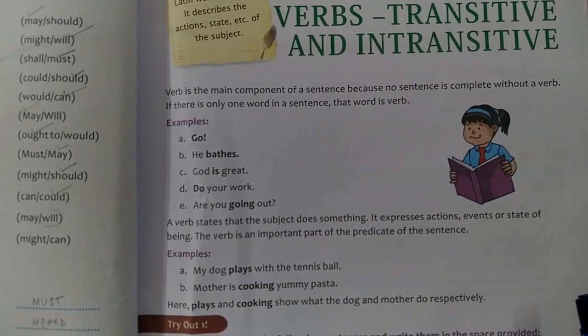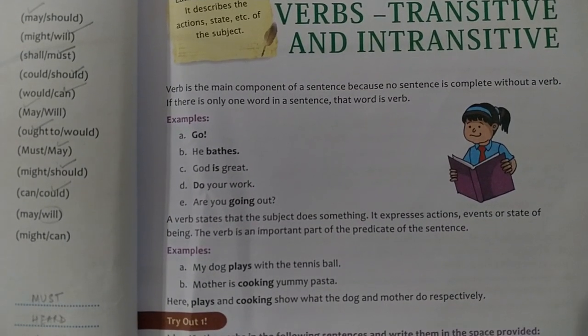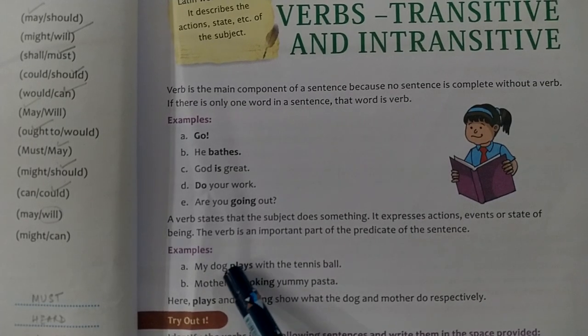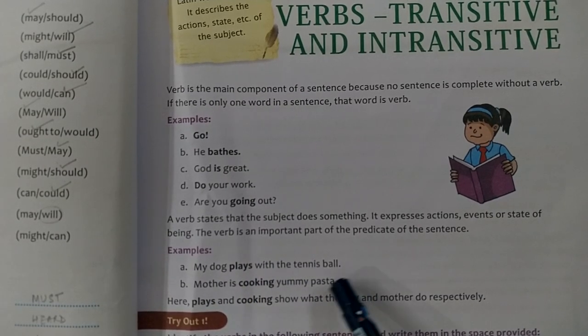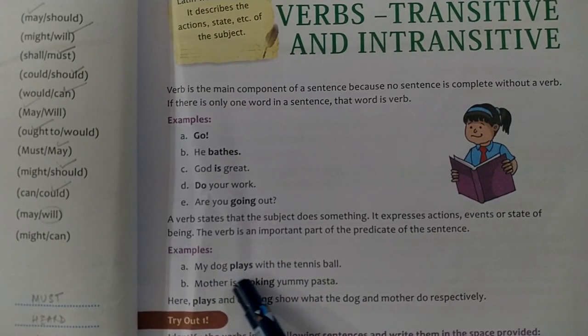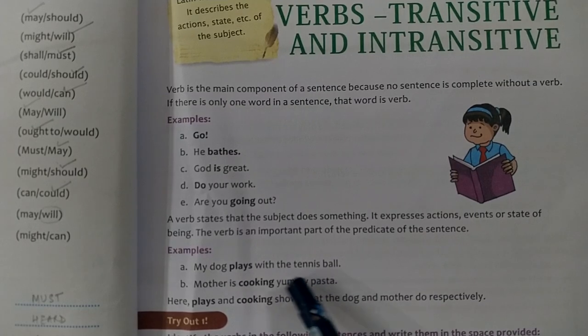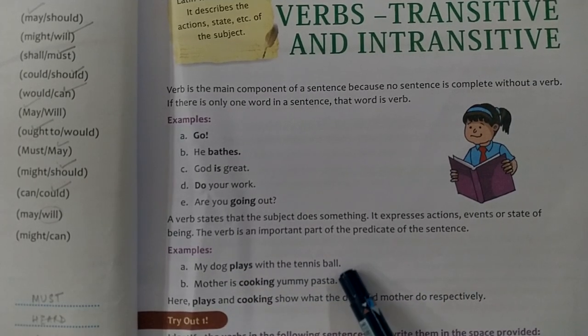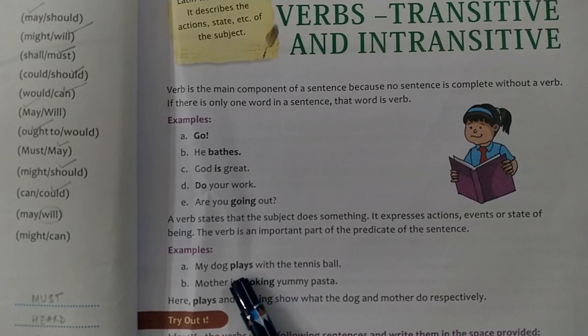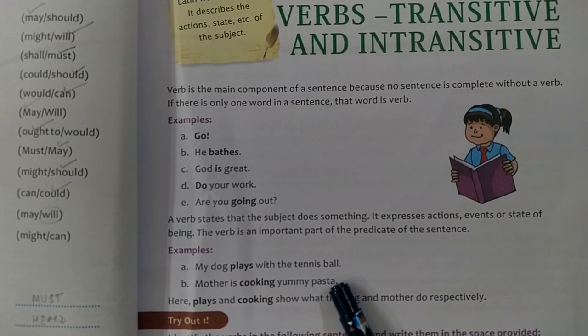Now students, whenever a sentence is given to you, first identify the subject in the sentence. The subject over here is my dog. What is the verb here? Plays. Now, what is the predicate part of the sentence? Plays with the tennis ball. So, my dog plays with the tennis ball. The verb is an important part of the predicate of the sentence. Plays with the tennis ball. The verb is in the predicate part of the sentence.